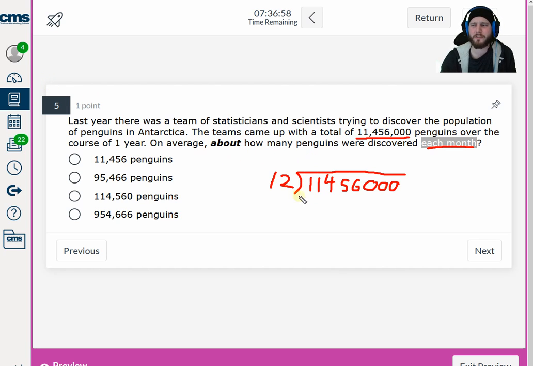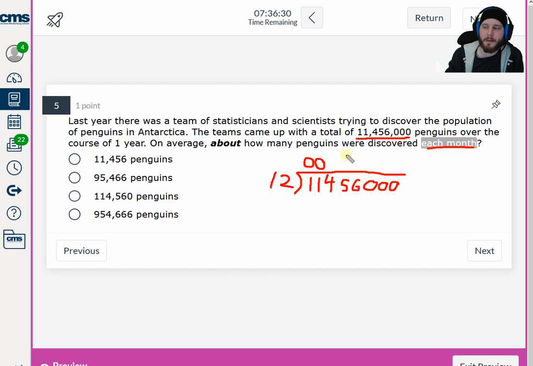You're basically just dealing with your 12 times tables here. So we've got 12 goes into 1, it doesn't. 12 goes into 11, it doesn't. 12 goes into 114. Well, think back to your 12 times tables. Like 12 times 10 would equal 120. So obviously it's not 10 times. 12 times 9 would equal 108.